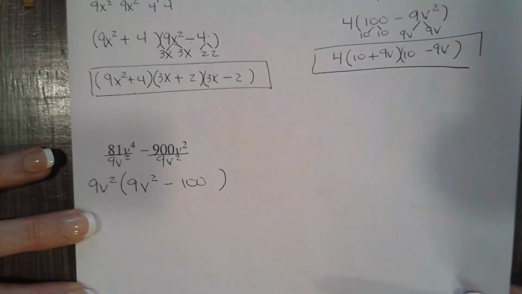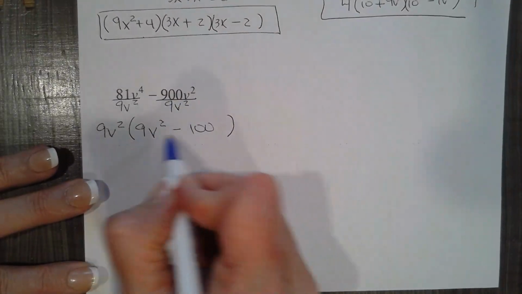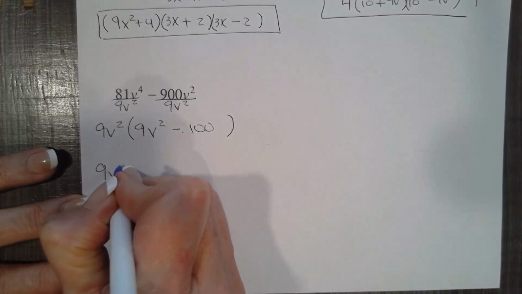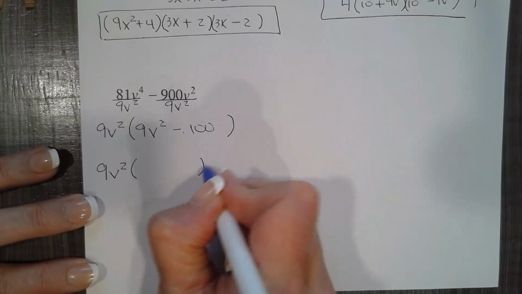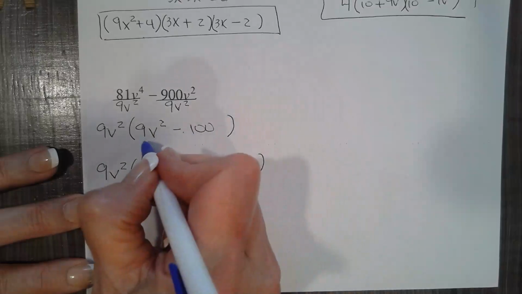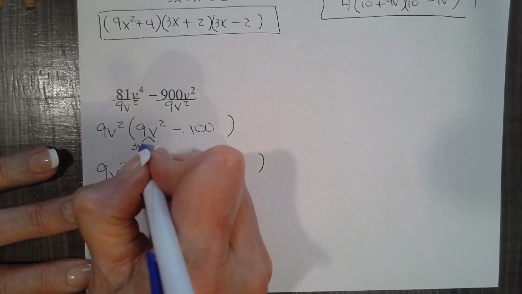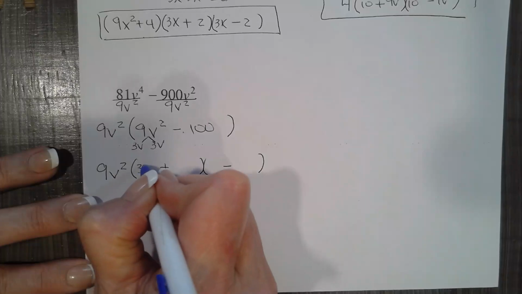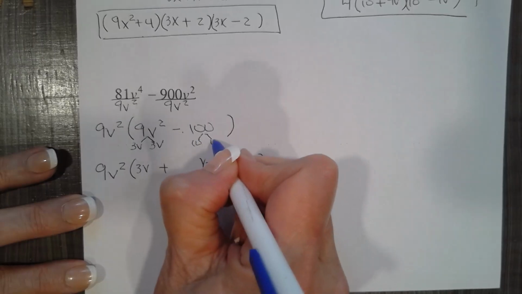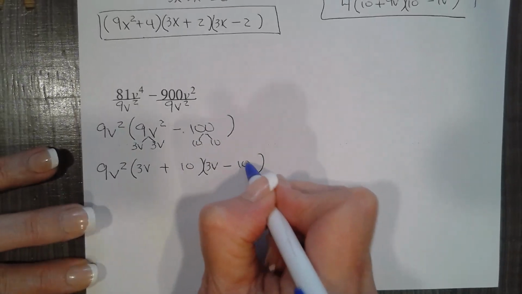Okay, can I factor this again? Yes, I can. These are perfect squares. It's a difference of squares. We're going to bring down the 9v squared as part of my answer because it is a factor. 1 sign plus, 1 sign minus. This is going to break down into 3v and 3v. It goes in the front slots. And this breaks down into 10 and 10, and it goes in the back slots.